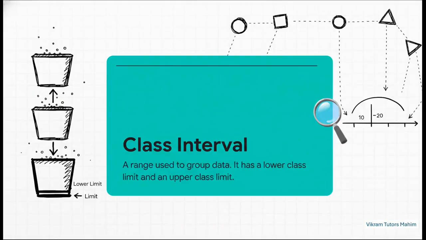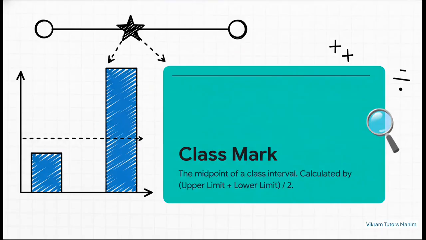And these groups, these ranges, they've got a name. We call them class intervals. It's pretty straightforward. Each one has a bottom number, the lower class limit, and a top number, the upper class limit. So for a group like 10-20, 10 is the lower limit, 20 is the upper. Simple. Oh, and here's a pro tip for you. Sometimes, especially when you get into graphing, you'll need a single number to represent a whole group.